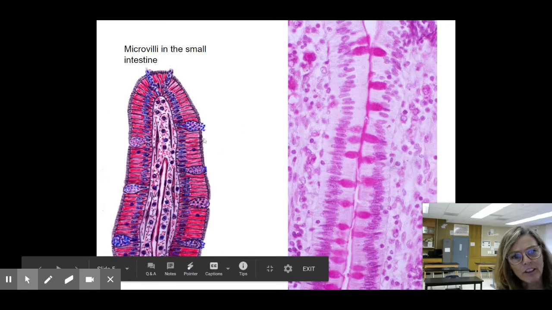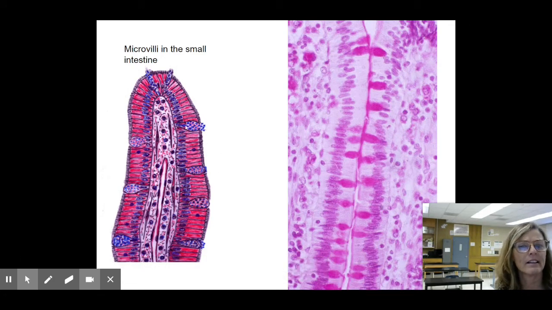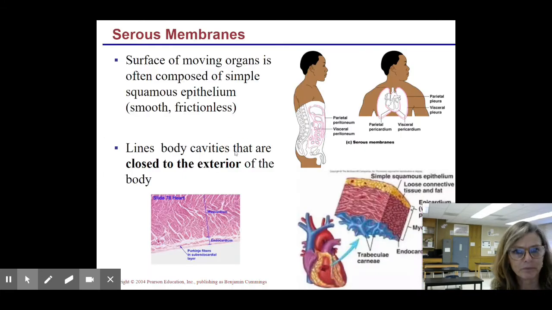These are microvilli, not cilia, and then the cells that are making secretions, there's mucus cells, there's parietal cells, chief cells making acids and enzymes and all the things that you need in your alimentary canal.